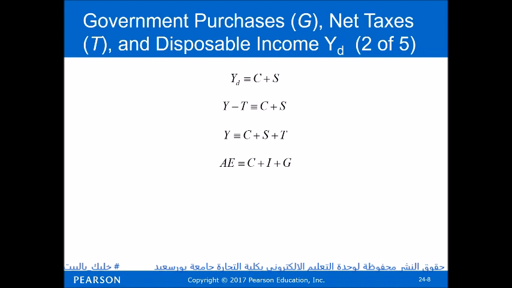Finally, our final equation shows aggregate expenditure, which is the sum of consumption, investment, and government spending, or AE equals C plus I plus G.